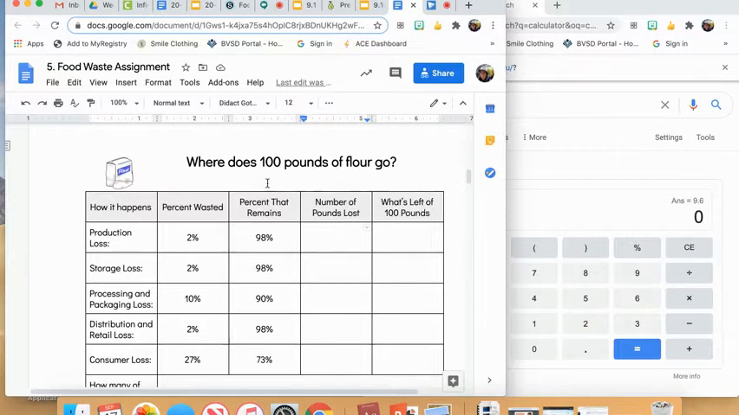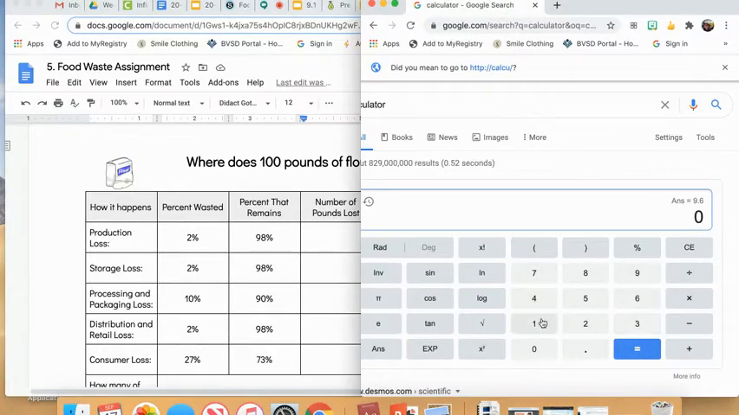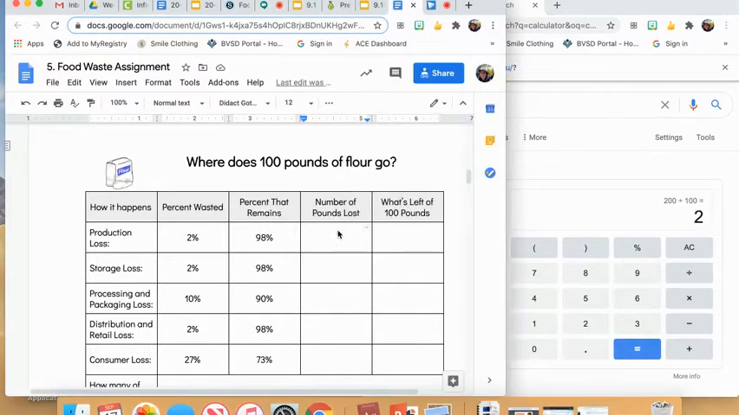So I'm going to do 100 times 2, because that's how much is wasted, and then divide it by 100. So I'm going to go to my calculator. So 100, and to be honest, you probably don't need to use a calculator for this, but that's fine. Divided by 100 equals 2. So 2 pounds are lost during production. Okay, then to figure out what's left, all we're going to do is take how much we have at this moment and subtract the number of pounds lost. So I'm going to take 100 minus 2, which is 98 pounds.